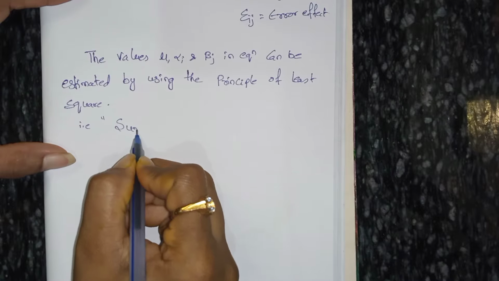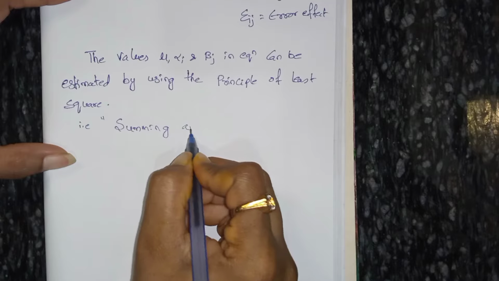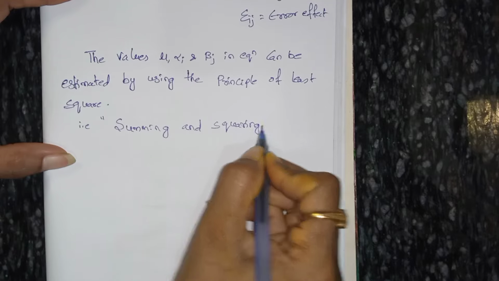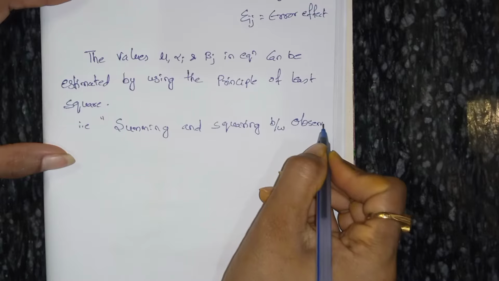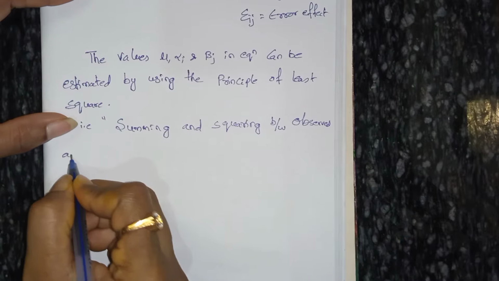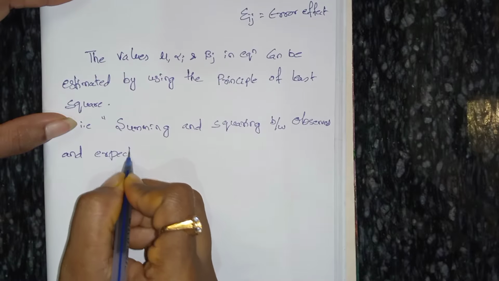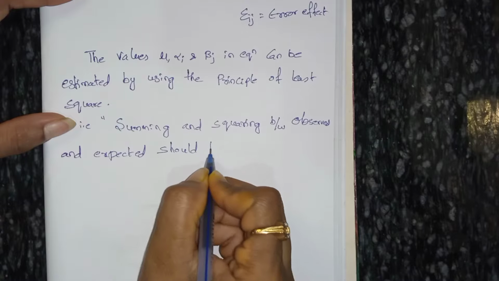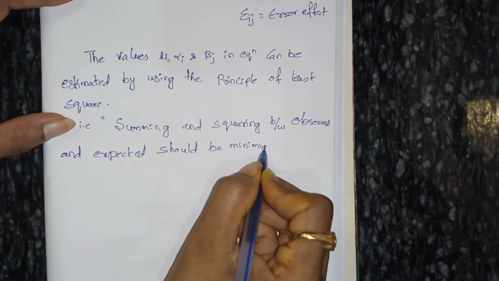The definition is nothing but a rule: summing and squaring the difference between observed and expected values should be minimum. Okay, so this is the rule of what?